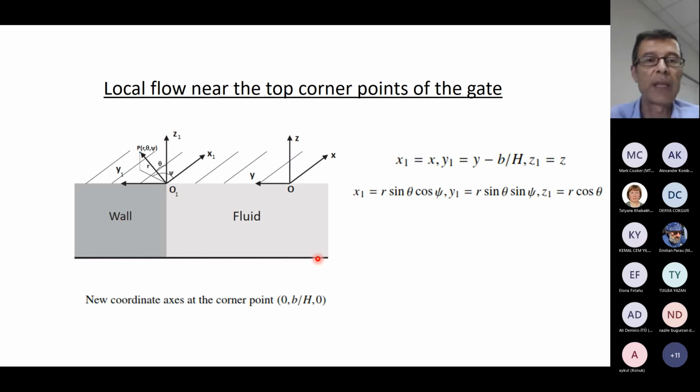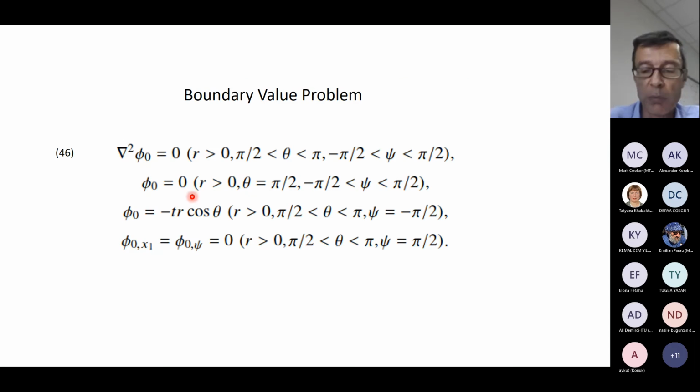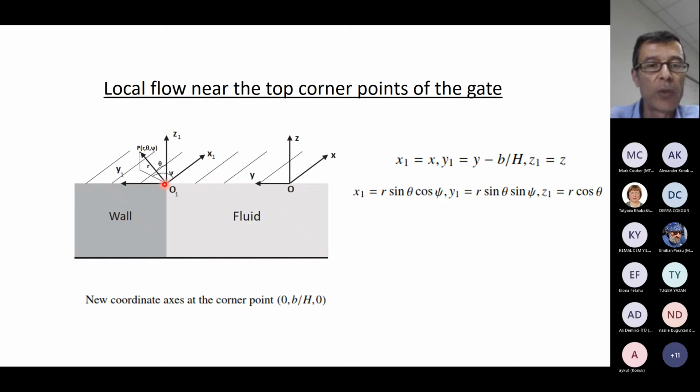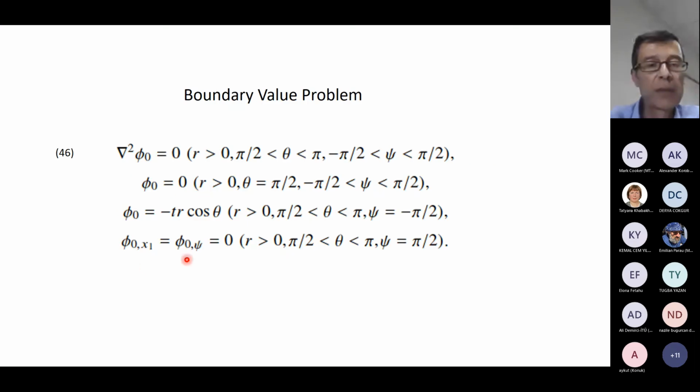And we also want to analyze the local flow near the top corner points of the gates. Now, there are two top corner points. One of them is this one. So here we translate the coordinate system, and then here we use spherical coordinates. Psi is the azimuthal angle. And so this is the problem near this top corner point of this gate. So we want to analyze the local flow near this point.